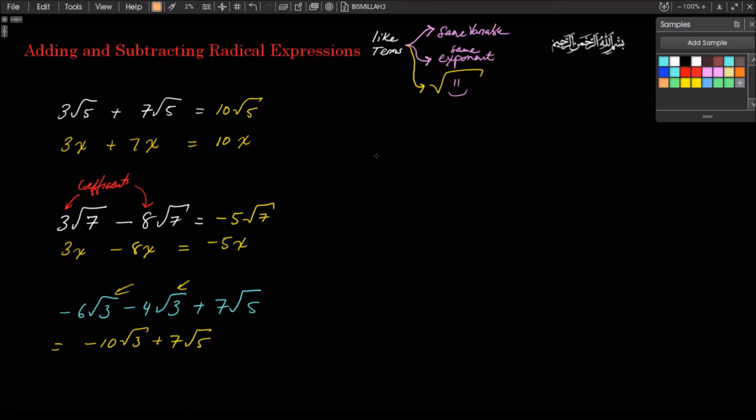How about this one? Negative 9 square root of 15 plus 10 square root of 15. Now again, you can add these because again, the radicand, or whatever's under the umbrella of the radical sign, is the same. So negative 9 plus 10 is 1 square root of 15, or simply square root of 15.